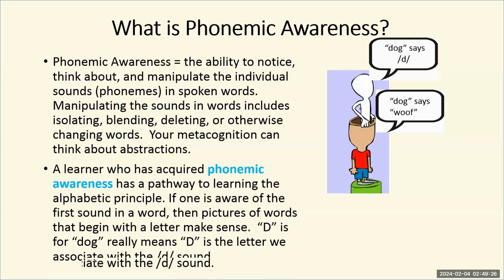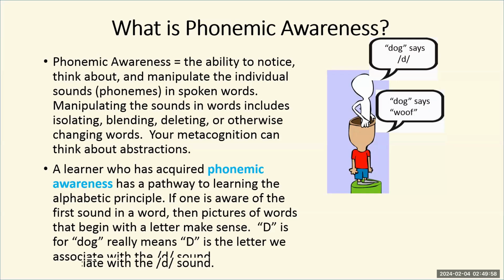If one is aware of the first sound in a word, then pictures of a word that begin with a letter make sense. D is for dog really means D is the letter we associate with the duh sound. D is for dog makes no sense to a child who does not have phonemic awareness. Dogs don't look like the D, they don't bark, duh, and the print doesn't look like a dog. So if you don't have the phonemic awareness, then you're sort of stuck at that level of the concrete brain.